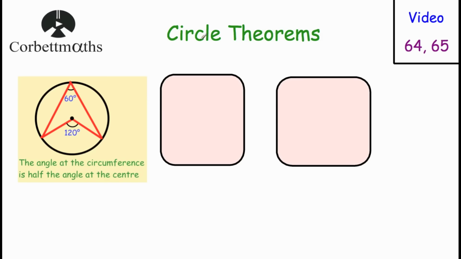Okay, so our next circle theorem is that the angle at the circumference is half the angle at the centre. So here we've got our circle, we've got the centre of the circle, and you can see this angle is 120 degrees between the two radii, and the angle at the top here between the two chords would be equal to 60 degrees. So the angle at the circumference is half the angle at the centre. So let's have a look at some examples.